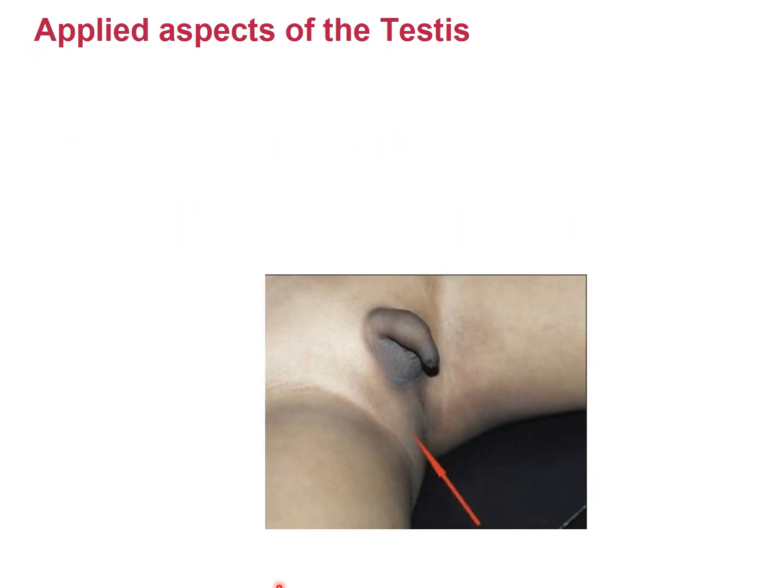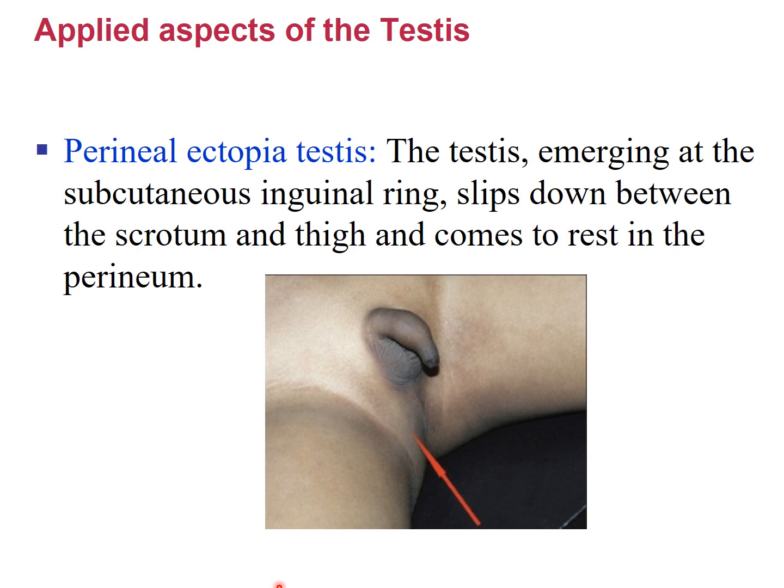Another important anomaly of the testis is ectopia testis, that is, abnormal positions of the testis. The testis may lie under the skin of the lower part of the abdomen, under the skin of the front of the thigh, in the femoral canal, under the skin of the penis, or in the perineum behind the scrotum. Here we can see perineal ectopia testis. The testis emerging at the subcutaneous inguinal ring slips down between the scrotum and thigh and comes to rest in the perineum.